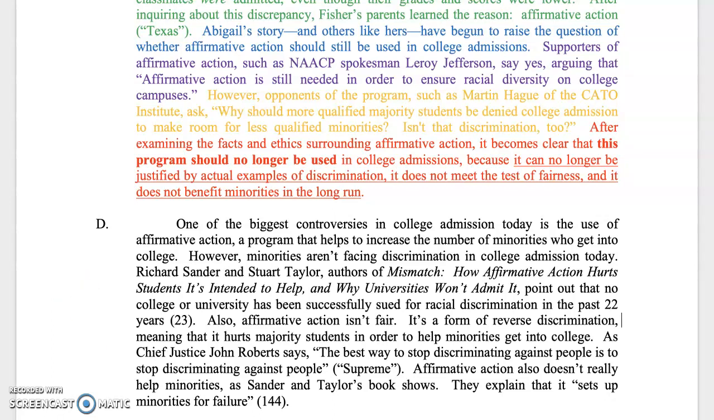And if you want to review the organizational structure for how to set that up, you can look at the previous video.